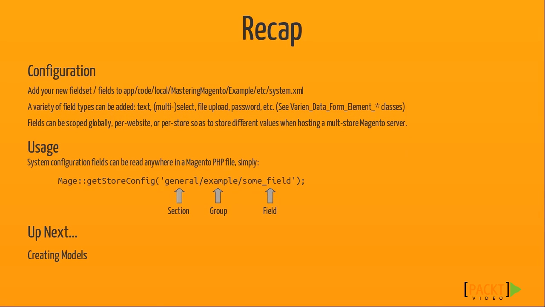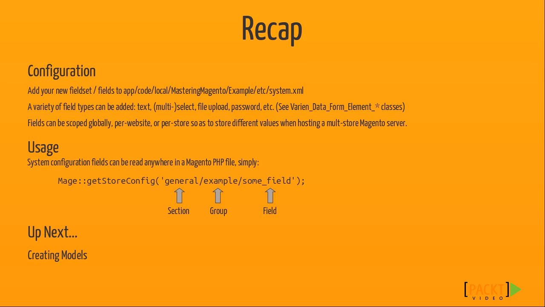So let's recap. We showed you how to configure your module to add a new system configuration field to the backend. This is done in the system.xml file inside your module. We didn't go over all of the input types that can be added as a field, but if you want to see what they are, check out the variant data form element classes, which you can find in the lib folder.